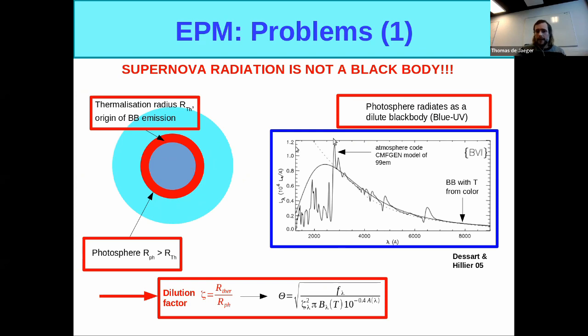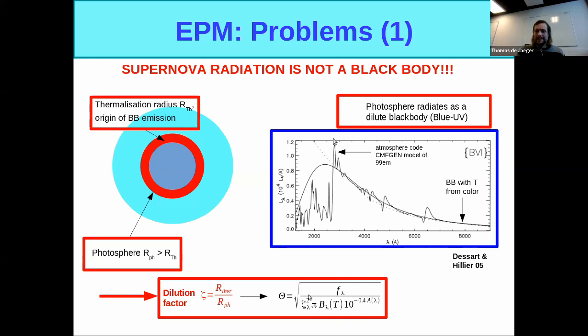And if you look at, for example, here at a type 2 spectral simulation and the black body fit using the color of the supernova, you can see also a disagreement between the black body fit and the supernova, and mostly in the UV, blue UV part of the spectrum. So the photosphere radiates more as a diluted black body. So to take this into account, people have added in the formula what we call a dilution factor.